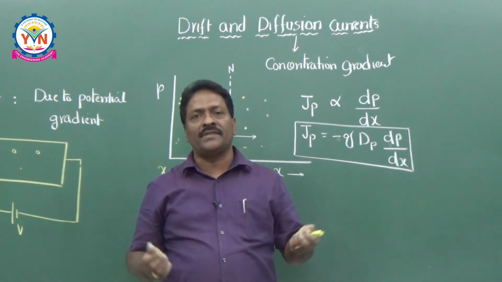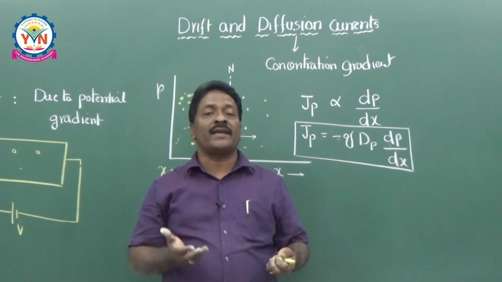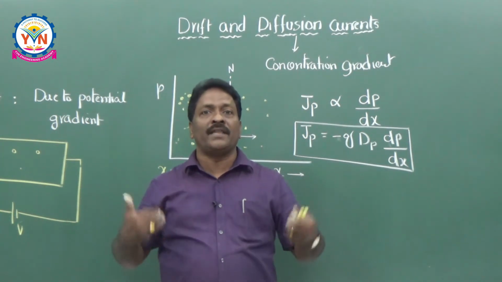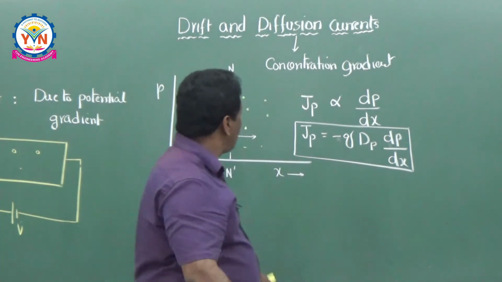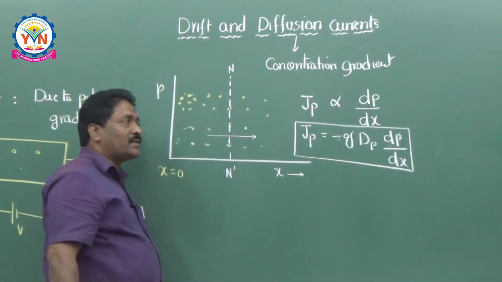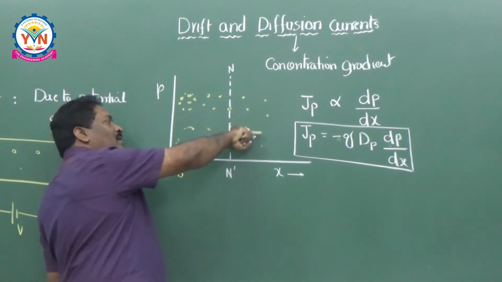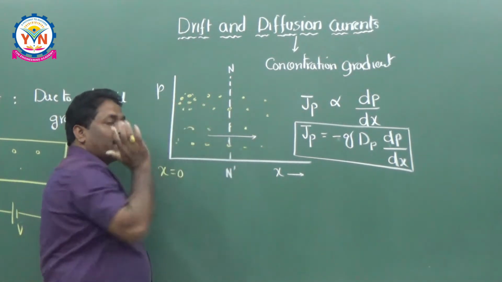Nobody is taking care of this. That is called diffusion current. Whatever we are actually learning from our experience, it is called diffusion current. In semiconductors also, we are not at all giving any type of supply or any type of potential to this, but the current exists from higher concentration to lower concentration. That is called diffusion current.